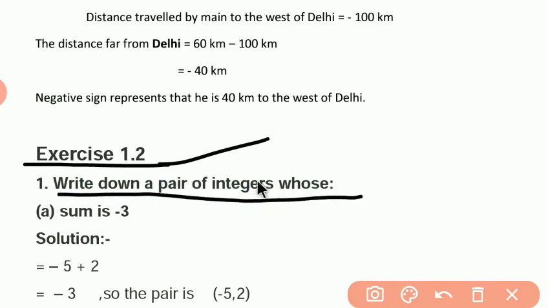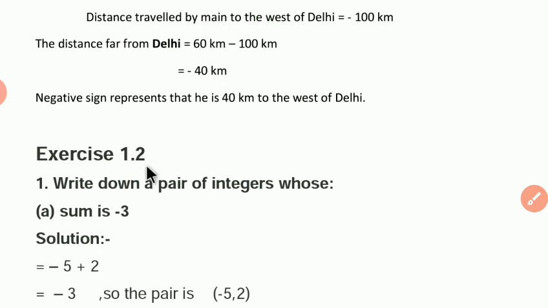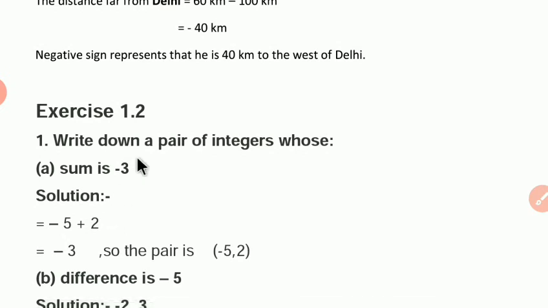First one: write down a pair of integers whose sum is minus 3. A pair of integers means we have to take any two integers, and if we add these two integers we should get minus 3. So here we can take any numbers by which we get minus 3. For example, I have taken minus 5 and 2. If we add minus 5 and 2 we will get minus 3.